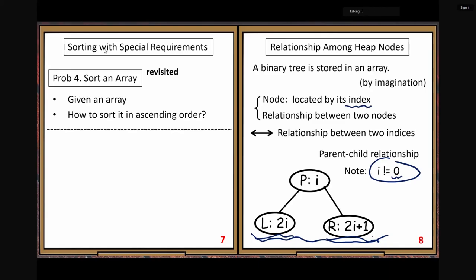Parent-child relationship. From a child node, you can access its parent. From a parent node, you can access 2 possible child nodes, right? Because some node may not have the right child. Because the bottom level may not be full. Remember, the heap is a near complete binary tree. So the bottom level may not be full.